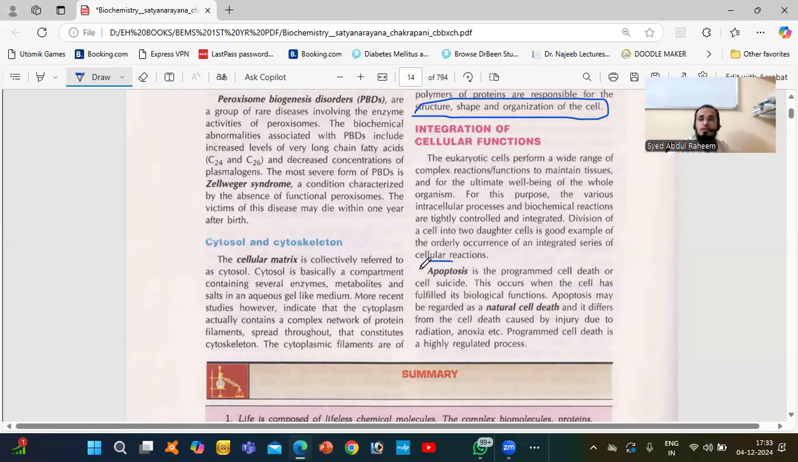And there is one term, that is apoptosis. Apoptosis means cell death. So there is an expiry date for every cell. There is a natural cell death. What do we call natural cell death? One death is due to injury, toxicity, or any type of disease. But there is one program in our body. This apoptosis means natural death of the cell.